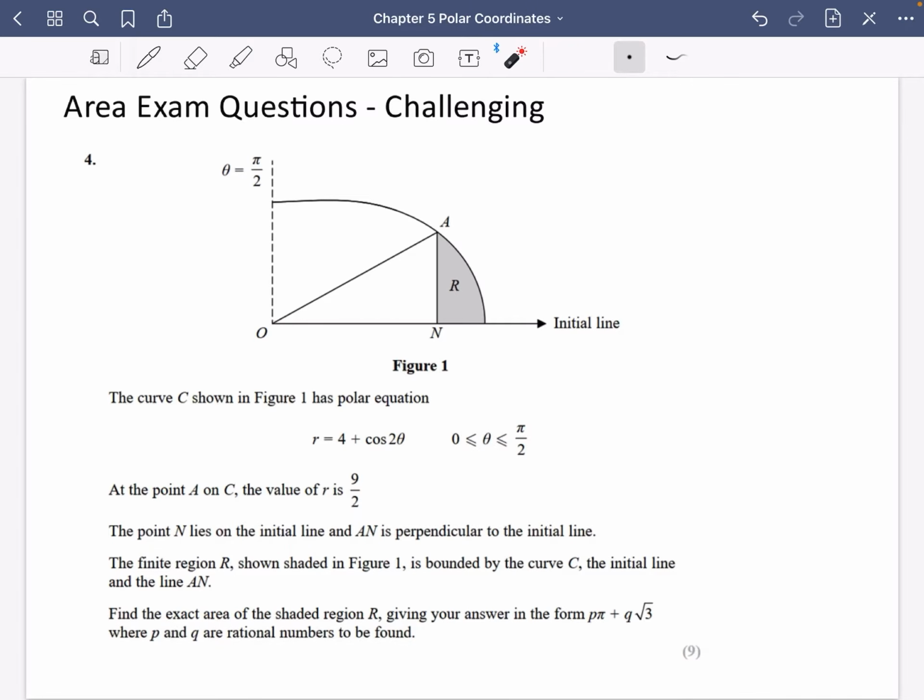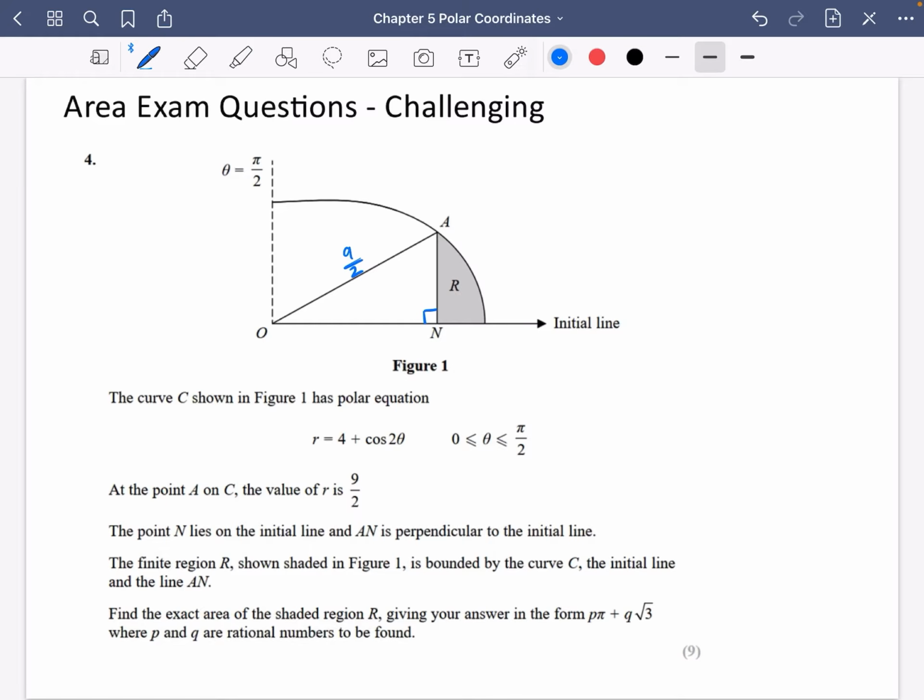At the point A on C, the value of r is 9 over 2. So we know something about this, which I'm immediately going to put onto the diagram, that it's 9 over 2 for that length of the line. The point N lies on the initial line, and AN is perpendicular to the initial line, so I know this is the right angle. The finite region R, shaded in figure 1, is bounded by the curve C, the initial line, and the line AN.